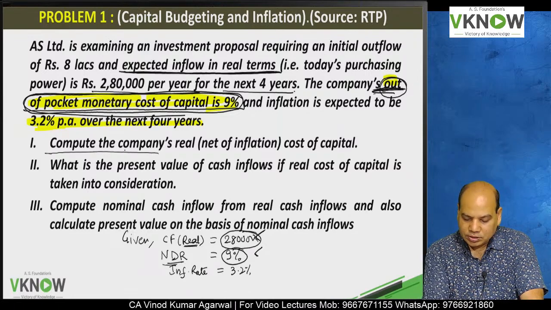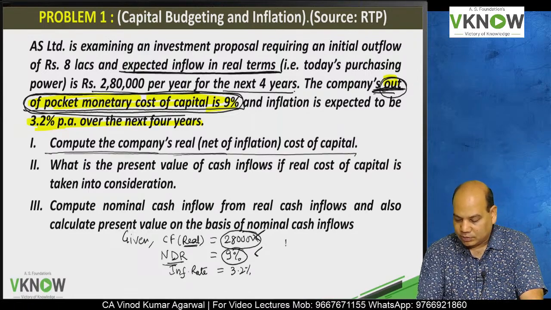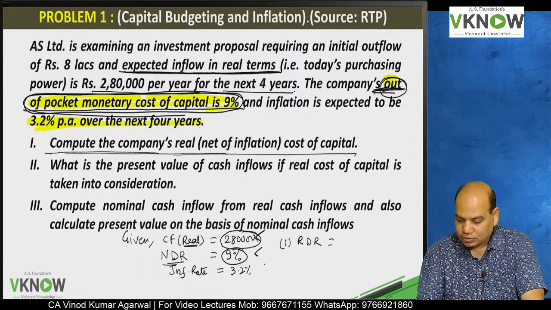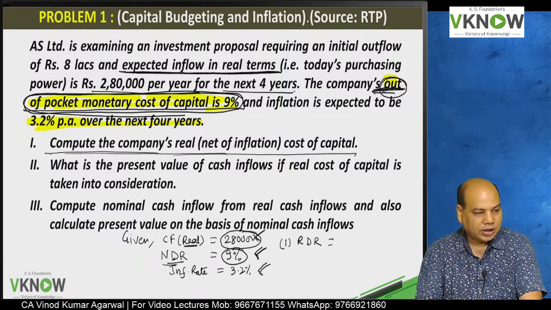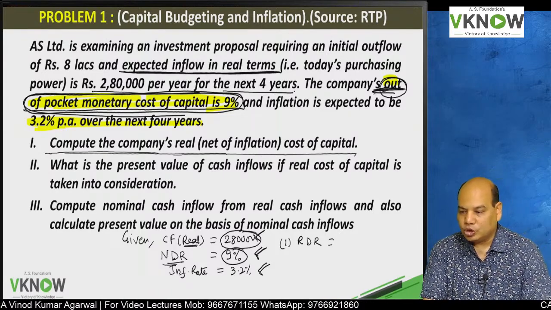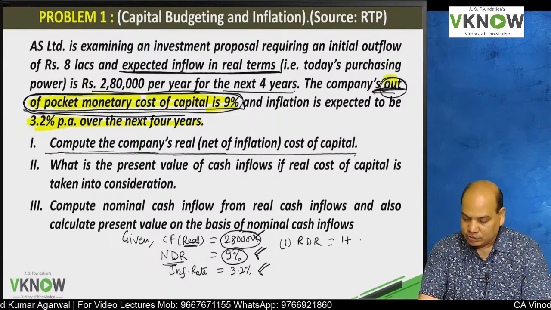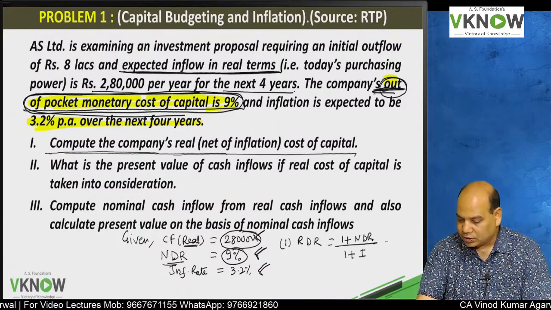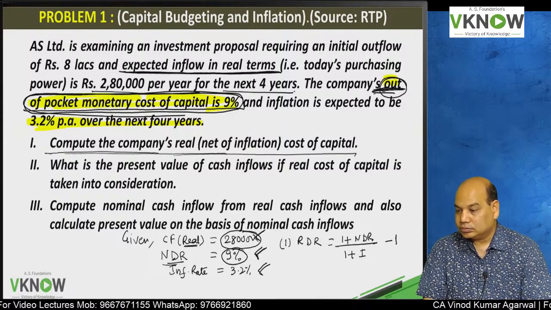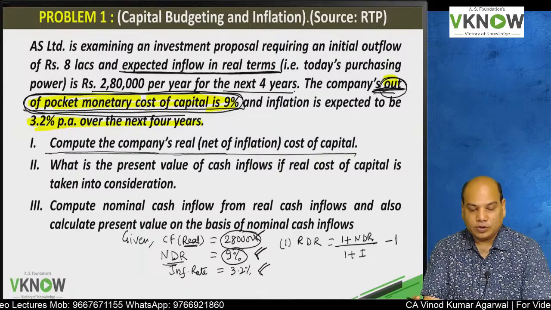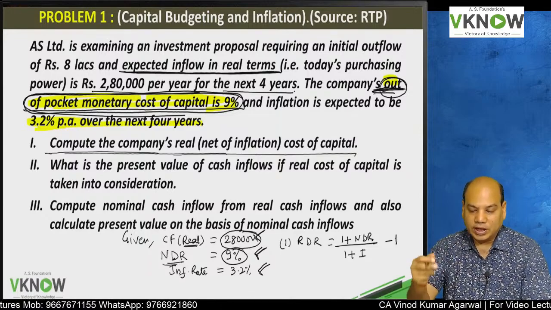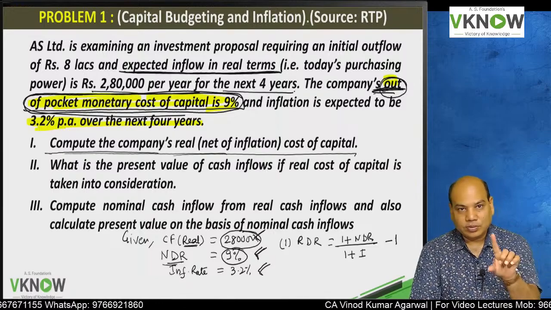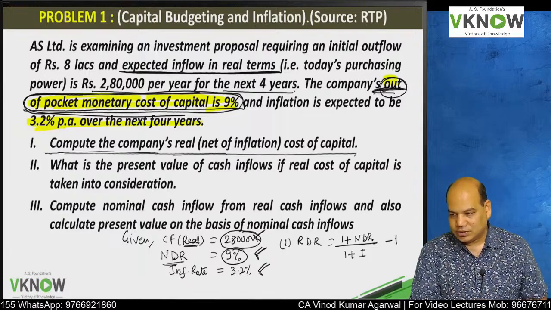The question is to compute the company's real cost of capital. So the first question is the real discount rate, which I can find from the nominal discount rate and inflation. This will be (1 plus nominal discount rate) upon (1 plus inflation rate) minus 1. We have seen the logic of the formula. I gave you an example of a bat where quality improvement is 10% and inflation is 10%. From that logic this formula was designed.